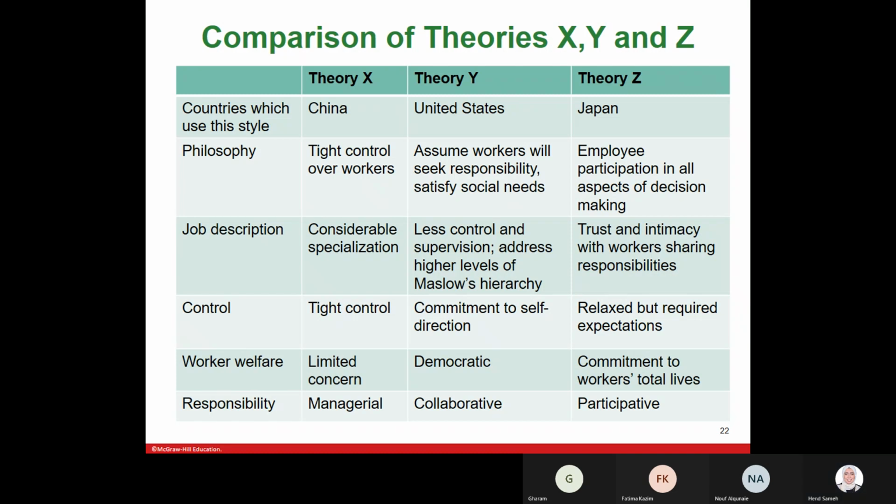Please, go ahead. Yes. Each one is the opposite of the other. Yes. The good one, or the best one for the company?